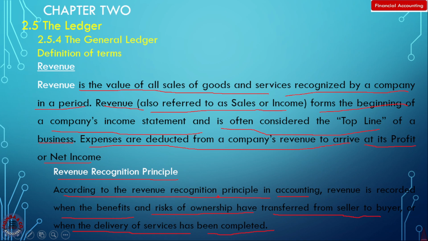And then we are saying that the transfer is from the seller to the buyer, or when the delivery of services has been completed. Maybe we are servicing cars, so we've serviced the car for the customer, even though the car is still in our premises. The delivery of servicing the car has been done, so we need to recognize that revenue. So that's what we mean by the revenue recognition principle.